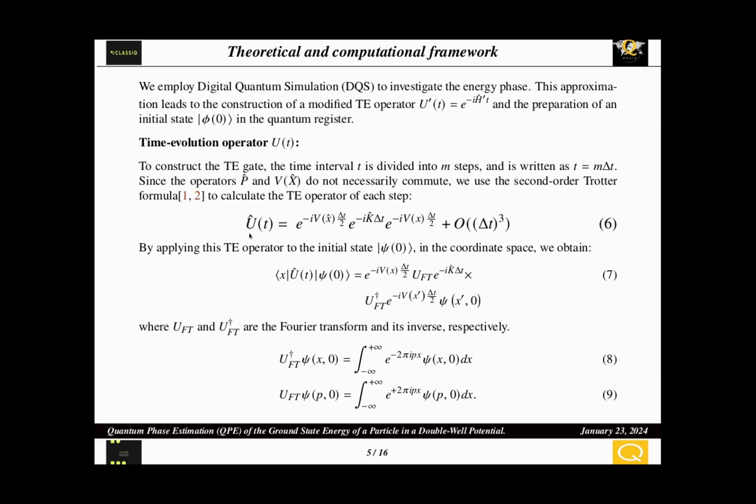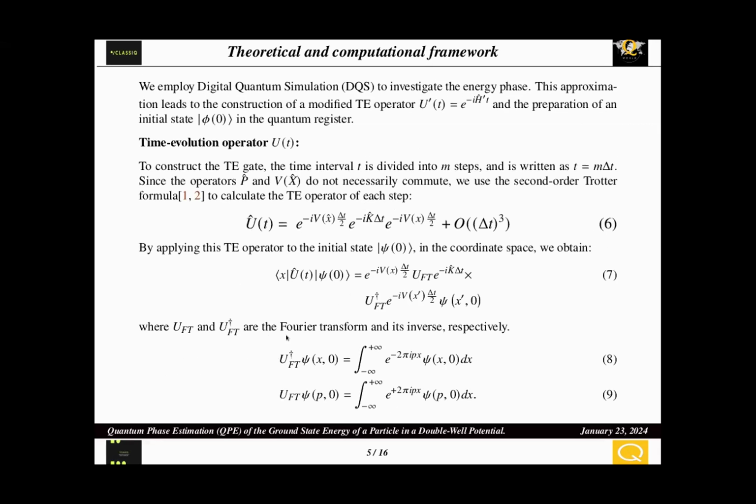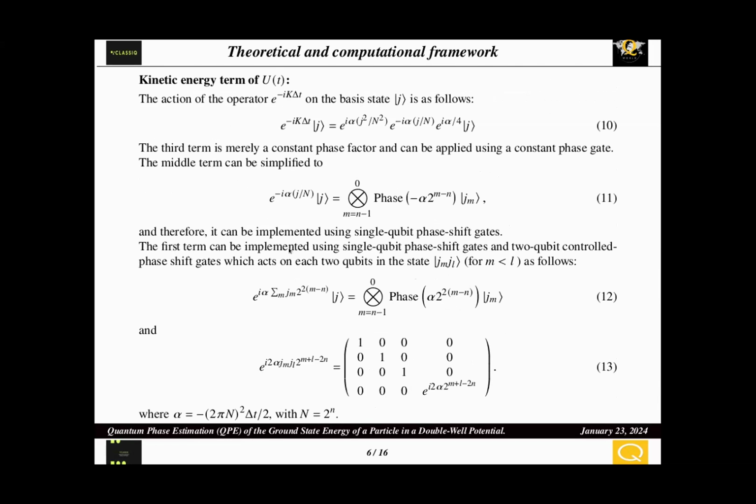Then we apply this unitary operator to the initial state at t equal to 0 in momentum space, which gives us equation 7. And since our kinetic energy depends on the momentum, that means we also need the Fourier transform for us to be able to represent the quantum gate of this Hamiltonian. To represent the quantum circuit for the kinetic energy term of that unitary operator, we simply apply it to the state j, and we obtain equation 10.